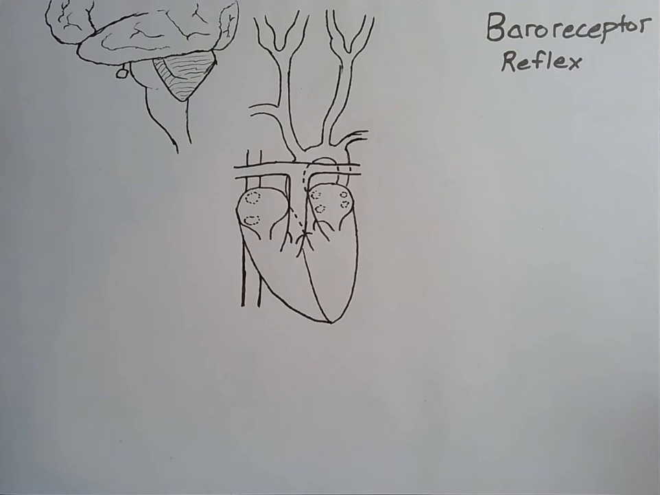So if blood pressure gets too high, what's the body going to try to do to fix it? It's going to try to bring it back down. And if blood pressure gets too low, what's the body going to try to do? It's going to try to fix it. It's going to try to bring it back up.